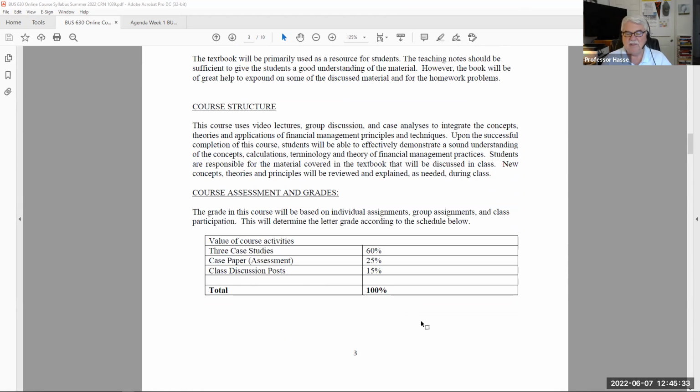One case study will be in APA format. One case study will be in a spreadsheet format. One case study will be in a PowerPoint format. You'll also have a case paper, which is due the last week of the class.